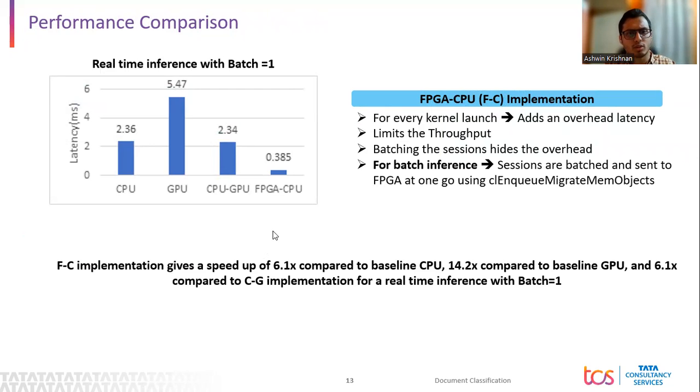where the CG implementation essentially implements the graph creation layer on CPU and the rest of the layers on GPU. Now, if we implement batch inference, that is, accumulating all the sessions together and sending them as a batch to the FPGA using the command clEnqueueMigrateMemObjects, we were able to hide these overhead latencies and achieve the maximum throughput that we estimated in the earlier case.